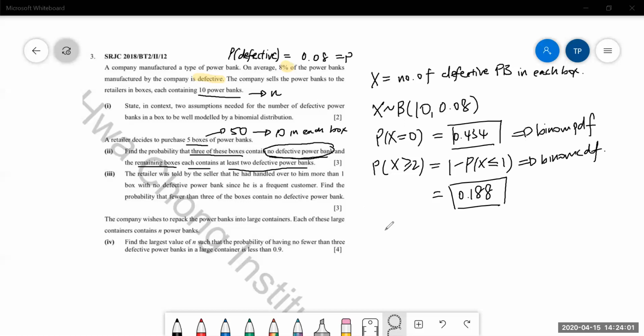Okay. So right now, there are three with no defects, and there are two that are at least 2 defective, right? So we have 0, 0, 0, and this is at least two. But we don't know which of them is at least 2 or which of them is 0, right? So we need to use 5 choose 3. We need to choose the 3 that are not defective. Then we use 0.434 cubed times 0.188 squared.